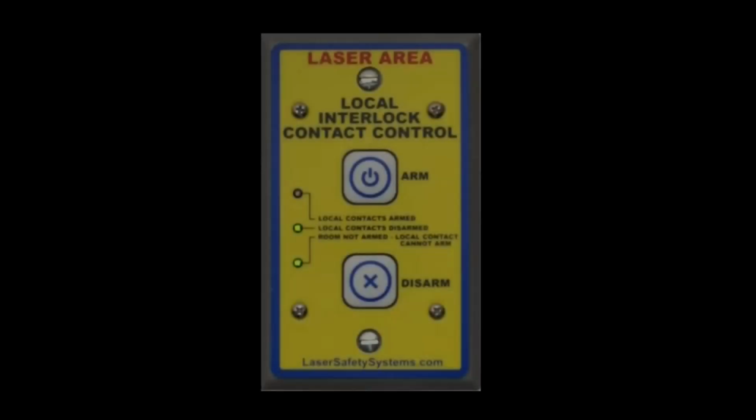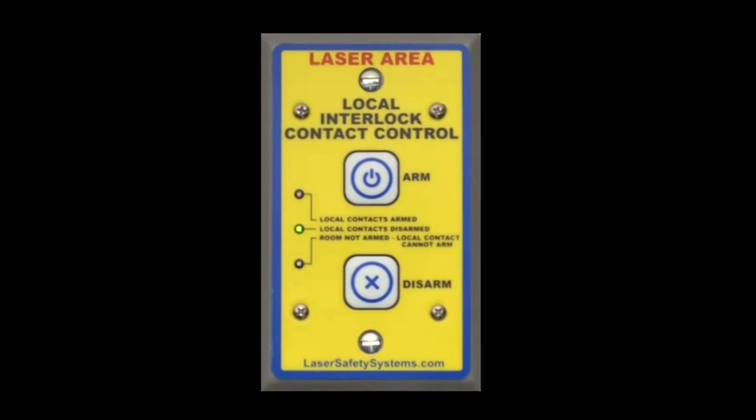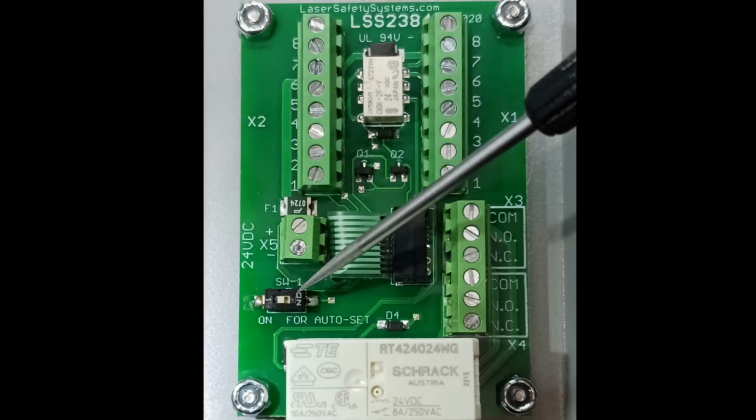Here we see the LSS-2384 Local Interlock Control Module. Up until now, it has been in a room not armed state and was not able to be armed. Now that we've armed the room, we see the room not armed light turn off, and this module is now active to arm and disarm manually. You also have the option of setting a switch on the rear of the module that will make it auto arm and disarm whenever the whole room interlock is armed and disarmed.